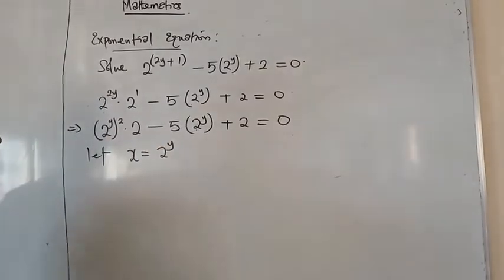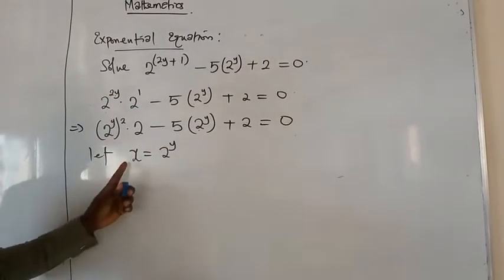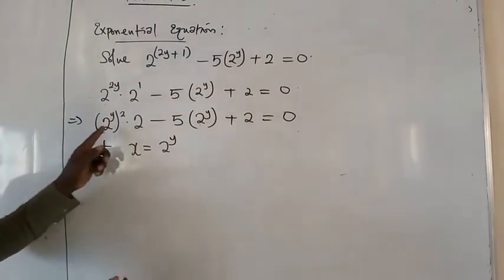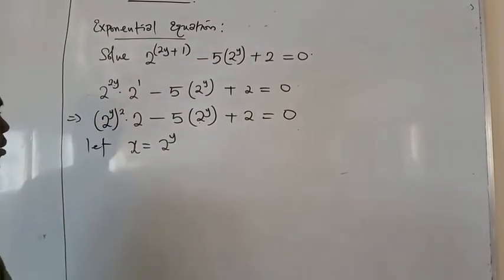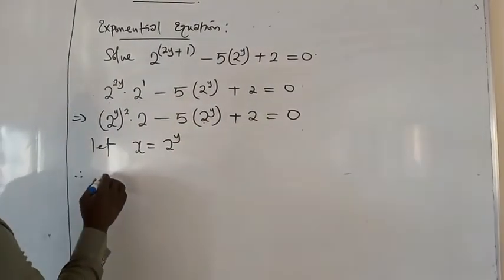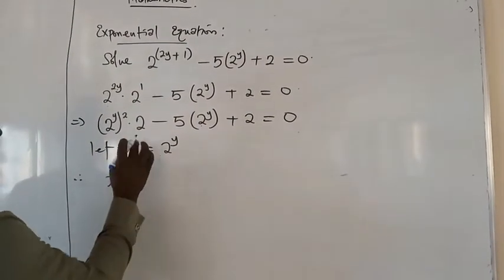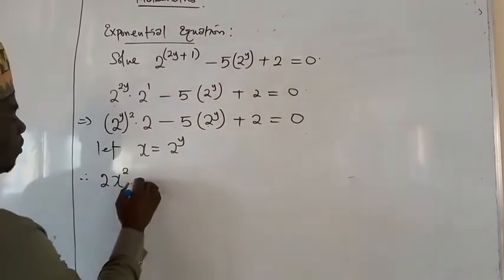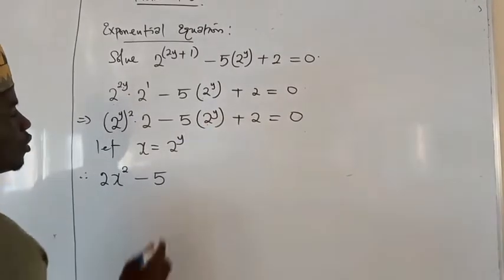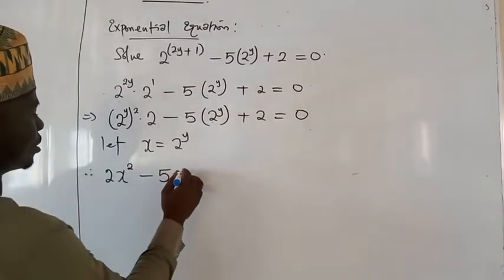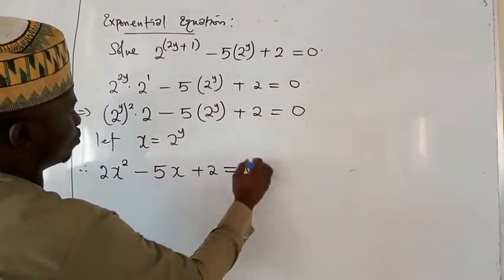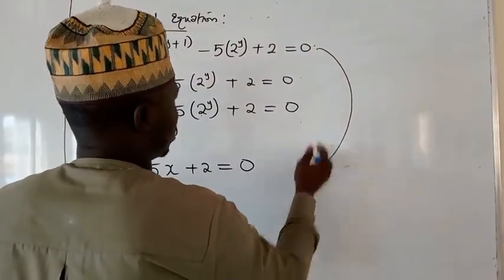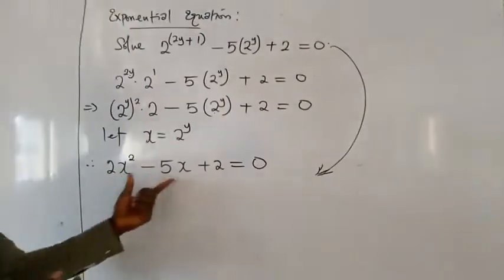This one and this one, they are similar. So let us make x equal to 2 raised to the power of y. Anywhere we see 2 raised to the power of y, we can now substitute it with x. So therefore, we have x squared, and this is multiplied by 2, so we can bring it here to become 2x squared minus 5. Instead of 2 raised to the power of y, I can make it x, plus 2 equal to 0. So you can all see how we transform this equation to a quadratic equation.